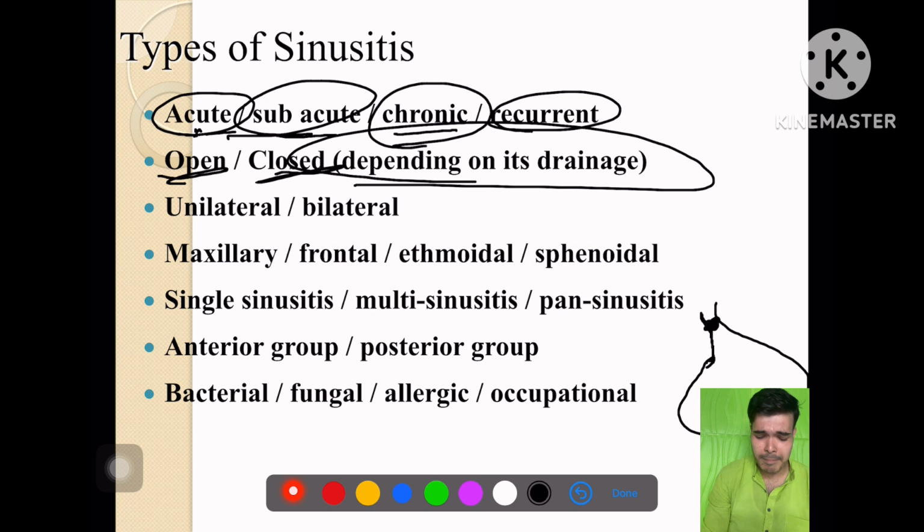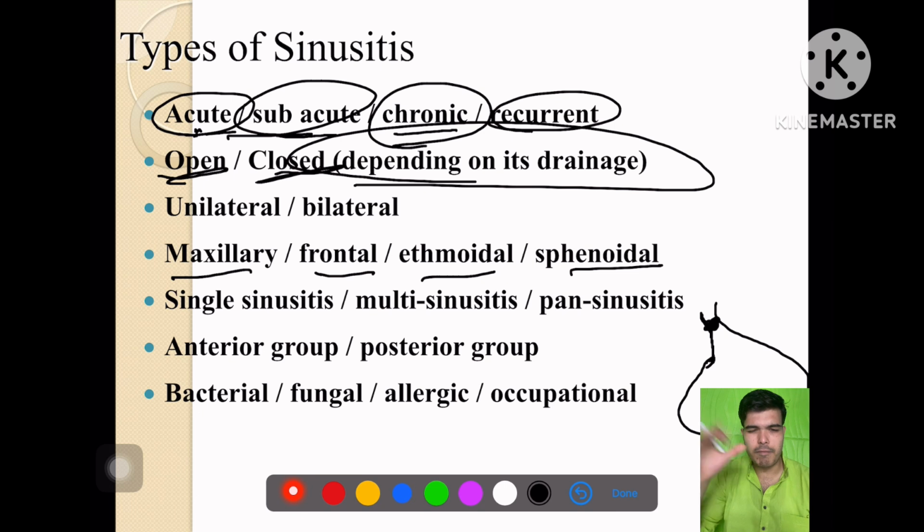So maxillary, frontal, ethmoidal, sphenoidal sinusitis. Sphenoidal sinusitis is slightly rare. Okay, slightly rare. Pain in the occiput, sphenoidal sinusitis. Pain in the forehead, frontal sinusitis. Pain with the movement of the eye, ethmoidal sinusitis. Pain in the cheek, maxillary sinusitis. Single sinusitis, multi-sinusitis, or pan-sinusitis.